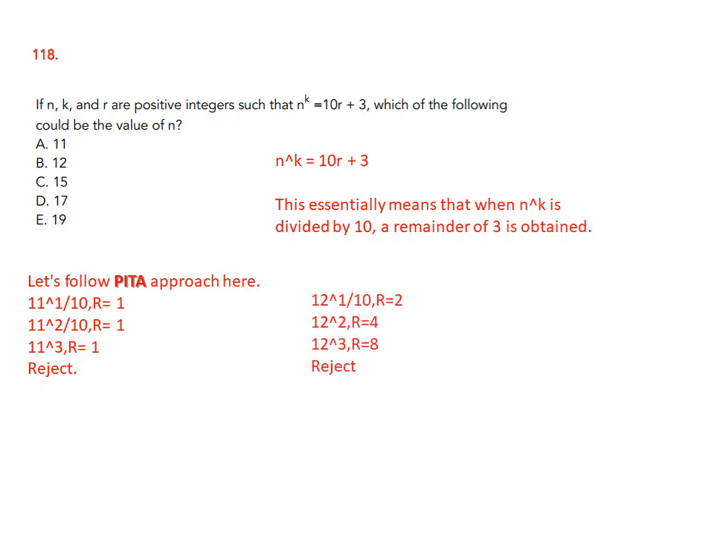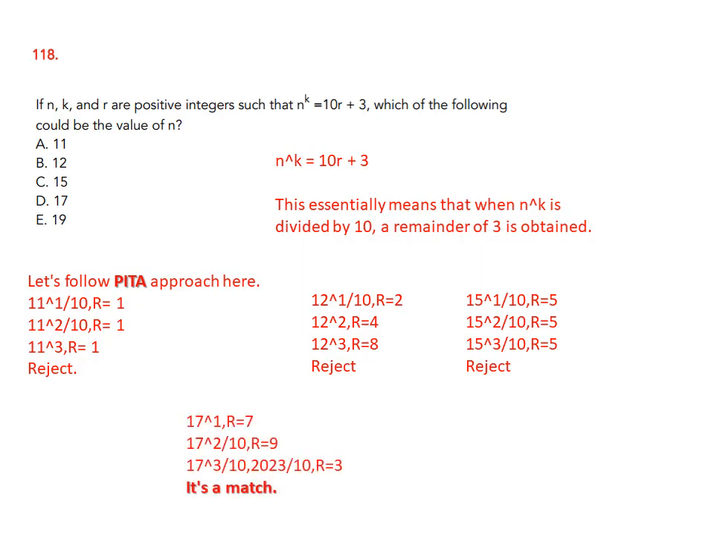Let us do the same with option B, that is 12. We have rejected it also because we didn't get the remainder 3. For option C, that is 15, we also rejected that. Now, in case of option D, that's 17, we get that 17 to the power 3 divided by 10 gives the remainder 3. So it's a match. Our answer will be option D, 17.